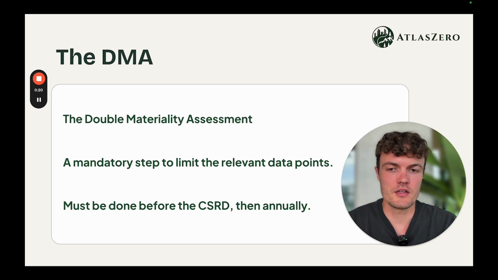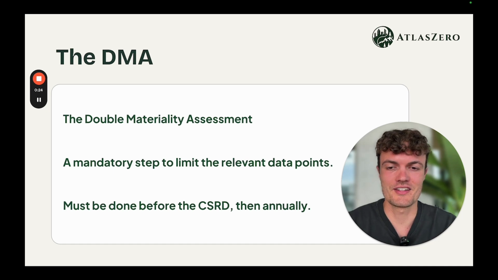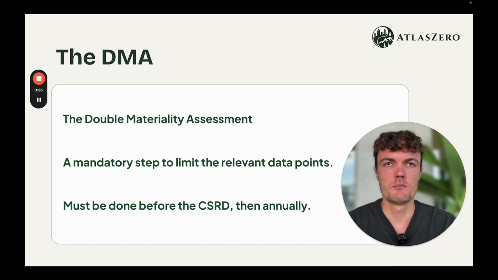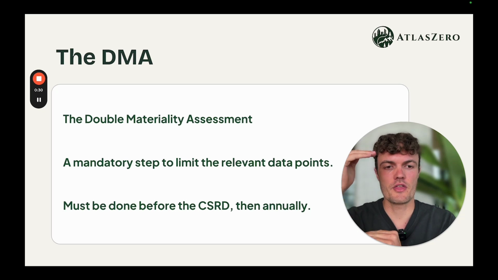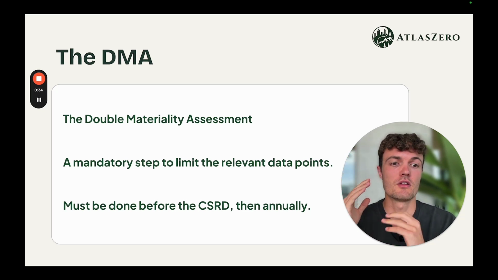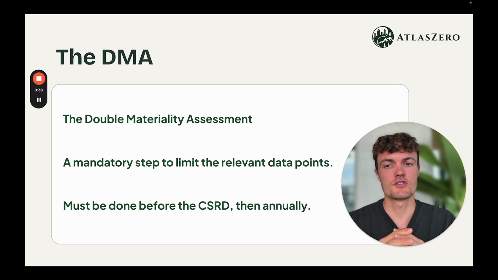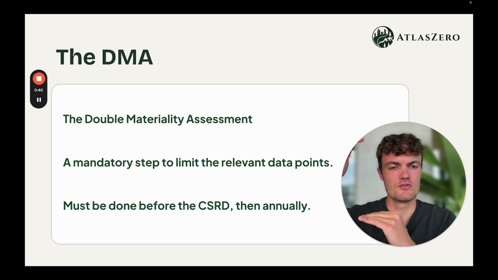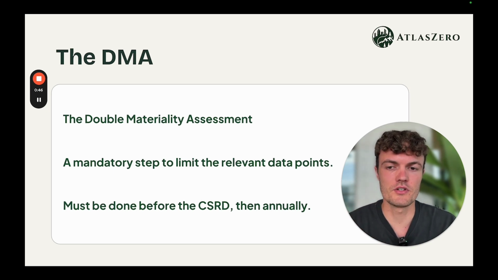About why companies have to do it. So first of all, it's mandatory. So I think that's already a very good reason. But then also, as I said before, the ESRS has over 1,000 data points. So to report on all of those would be a lot, especially if a lot of data points are not relevant to your company. So you do the DMA to limit the data points that are important to your company and that you have to report on. So therefore, this is a very helpful step.